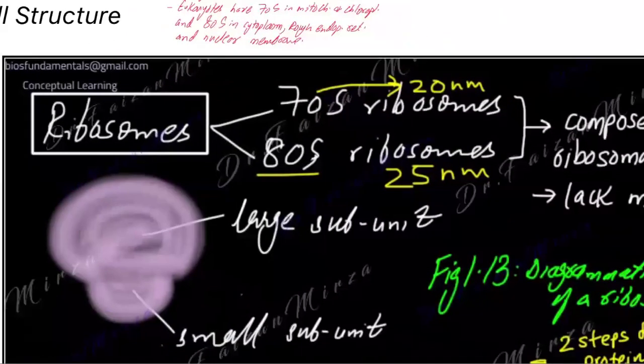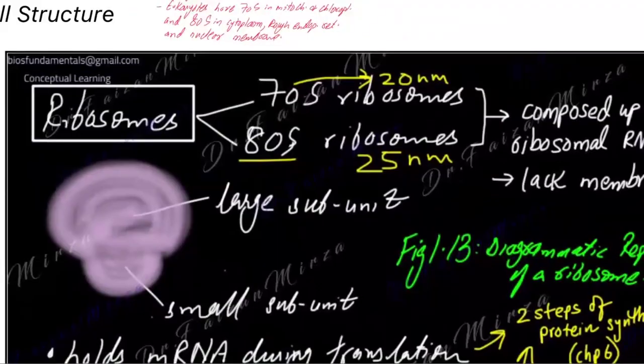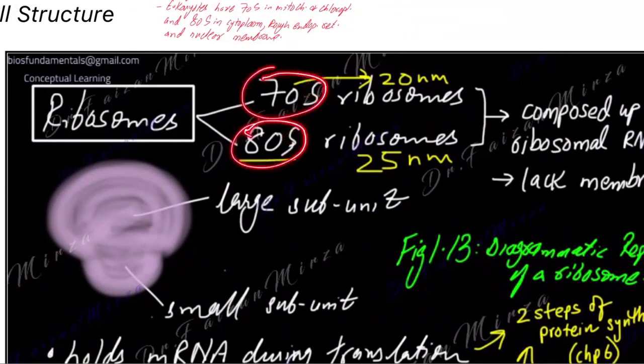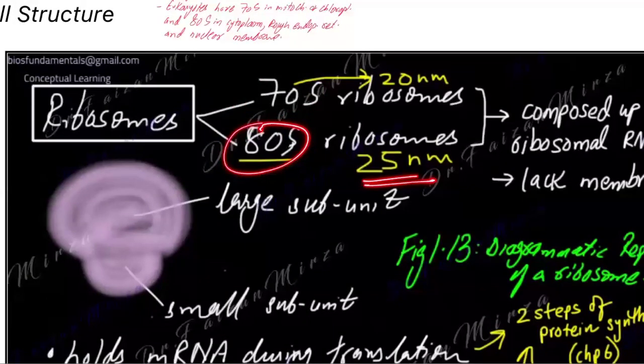Summarizing, ribosomes have two major types, 70S and 80S. S is the unit for size, basically the unit for sedimentation. A heavier ribosome sediments faster in experiments. A lighter ribosome sediments slower when we try to sediment these ribosomes in a centrifuge. So the 80S ribosome is a heavier, larger ribosome having a diameter of 25 nanometers. The 70S ribosome is a much smaller ribosome having a diameter of 20 nanometers.